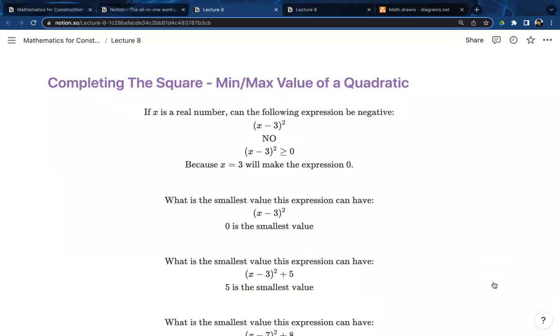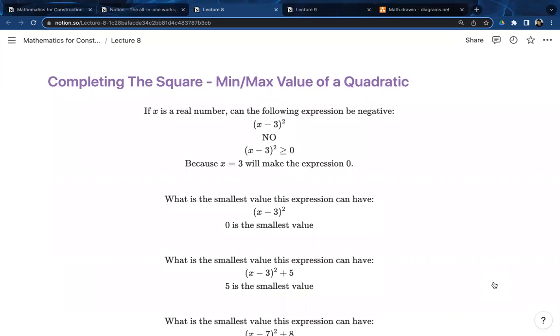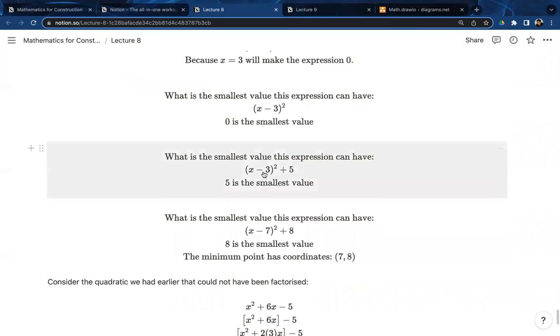Completing the square gives us an understanding of the quadratic function, as we talked about last week, right? If x is a real number, then x minus 3 all squared could never be negative. So the minimum value could be 0. Something squared is always greater than or equal to 0. So something squared plus 5 will always be greater than or equal to 5, right? This value outside here is the smallest value it could be. And the value inside is the value of x. The opposite value of this number is the value of x that makes it that minimum value.